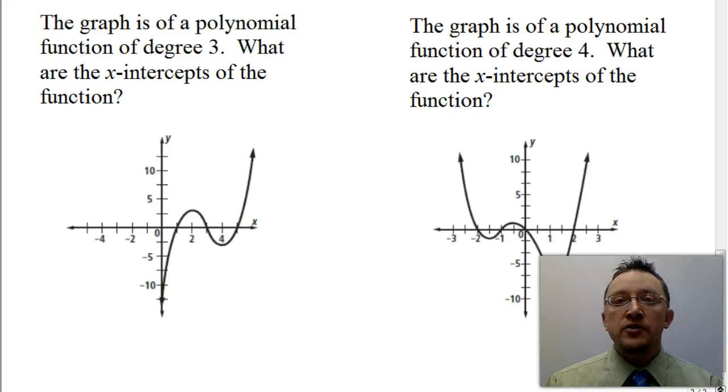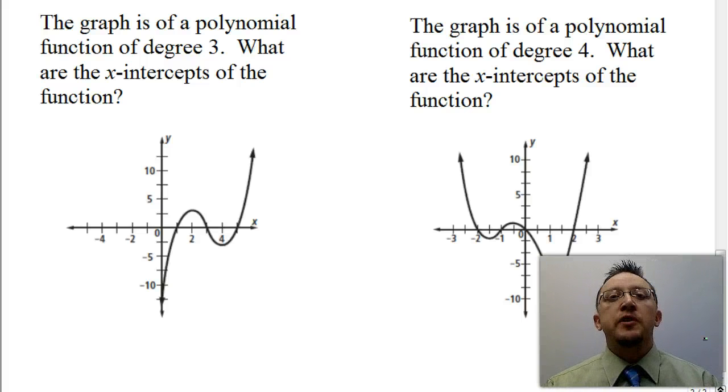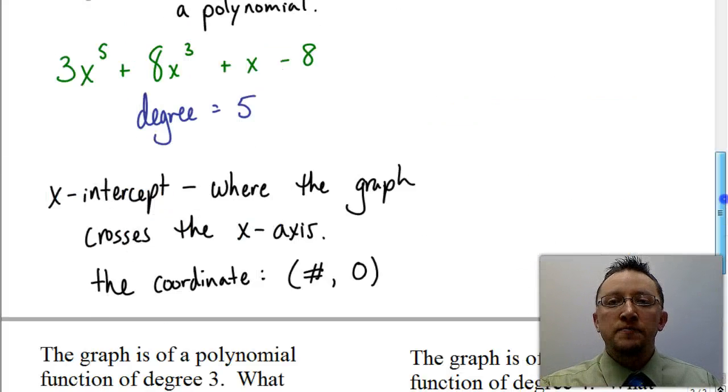And as you see from the description there's some terms we need to be familiar with. It says the graph is of a polynomial function of degree 3. What are the x-intercepts of the function? Well, let's look at some of the terminology that's being used there and make sure that we know how to start out with this problem.